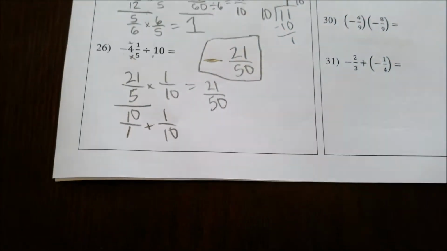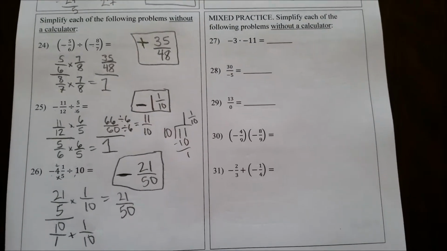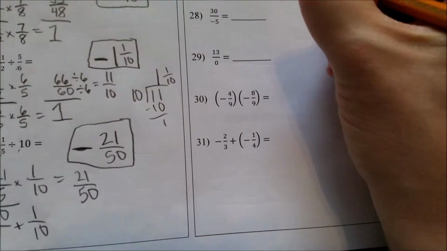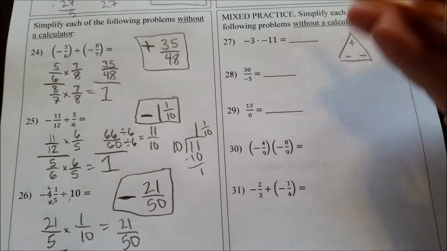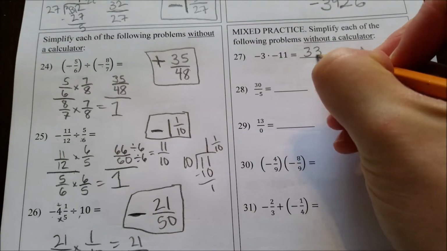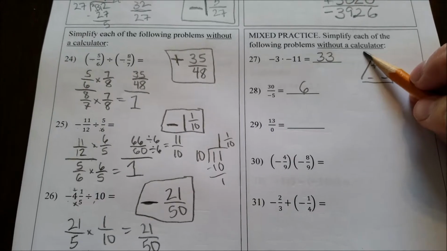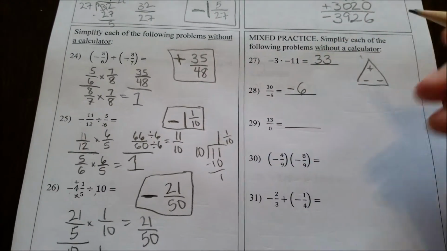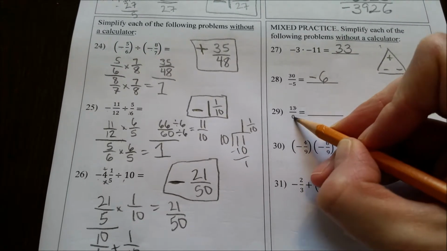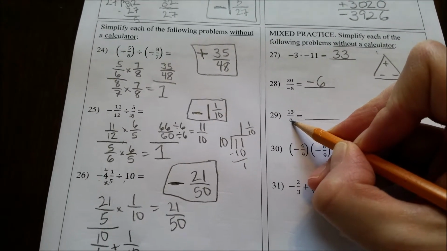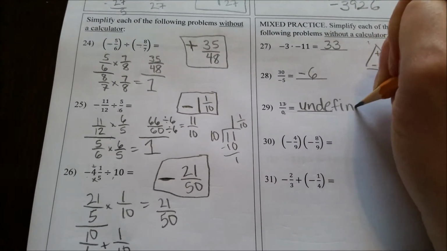Please try these last mixed practice of all the topics so far. Okay, so thinking of our triangle when we're multiplying, we have a negative times a negative, which is a positive 30. 30 divided by 5 is 6. A positive divided by a negative leaves us with a negative 6. $13 getting split amongst 0 things, which is impossible. So this is undefined. Please make sure you spell it right.